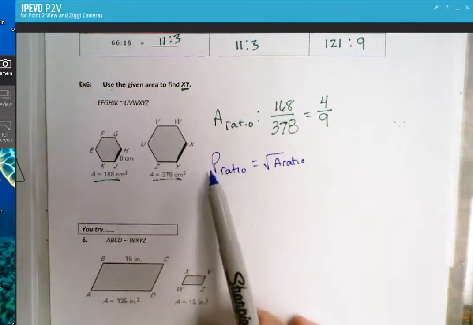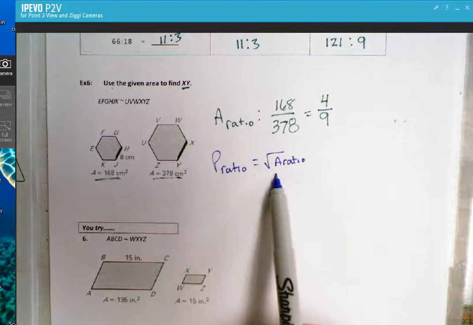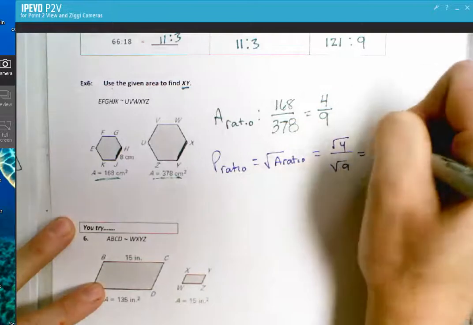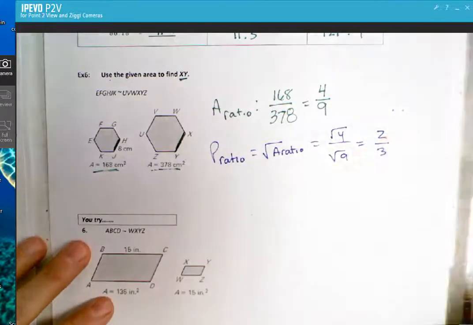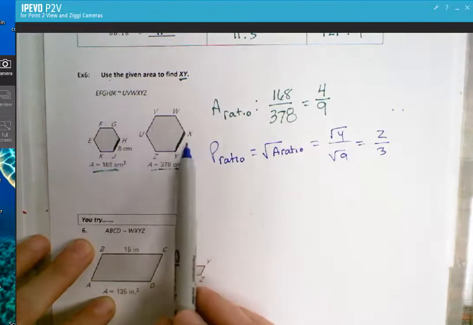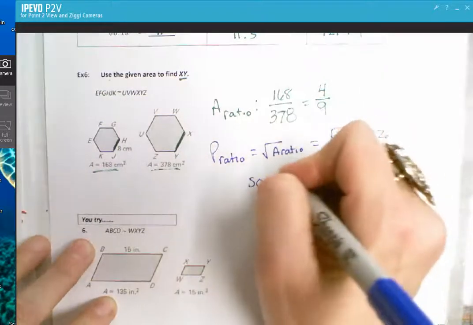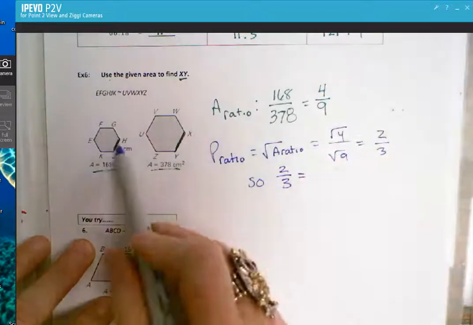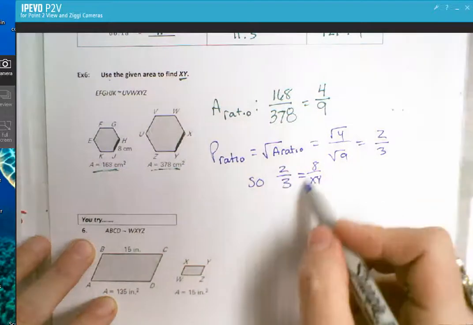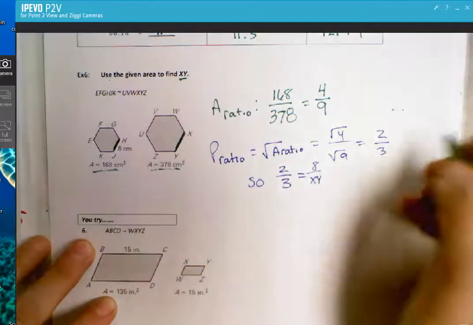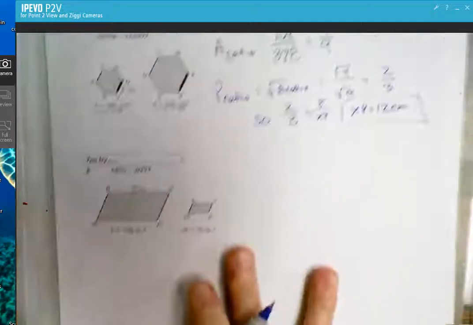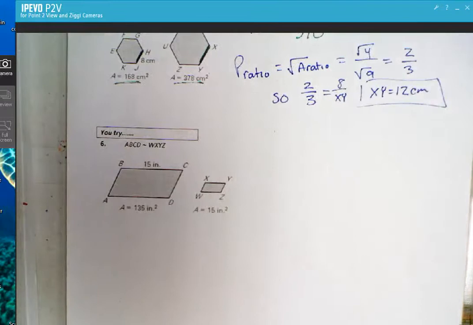Okay, so we know that the perimeter ratio is equal to the square root of the area ratio, so that means I need the square root of 4 over the square root of 9, which is equal to 2 is to 3. Now that I know what my side or my perimeter ratio is, I can write a proportion so that I can find the value of that. So I know 2 is to 3 as 8 is to segment XY. When I solve for XY, 8 times 3 is 24, divided by 2, I know that XY is equal to 12 centimeters. Okay, you've got one to try, and then I will see you in class.